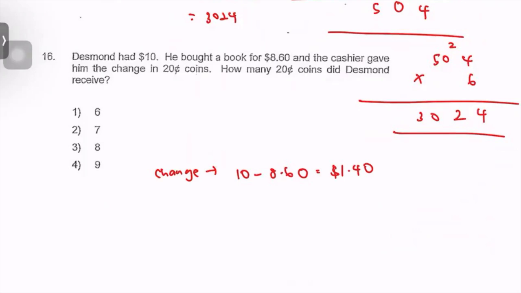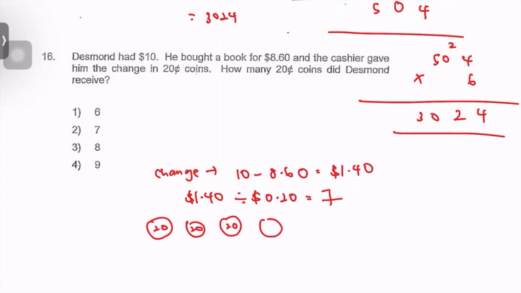So just imagine you have a few 20-cent coins. So it's actually 140 divided by 20 cents, right? And that should give you 7 coins. So what you can do is try to add up slowly. When you imagine it in your head, how many 20-cent coins do you need?